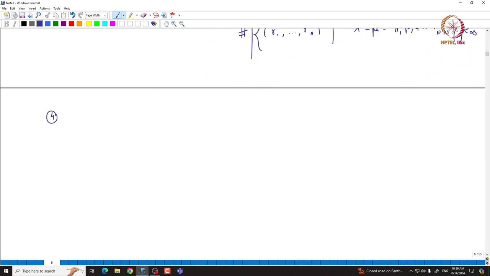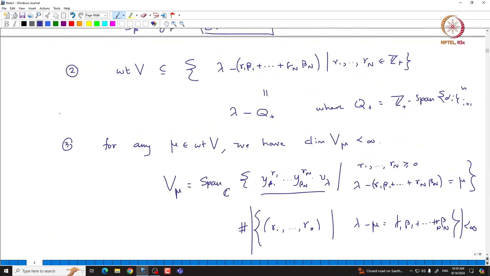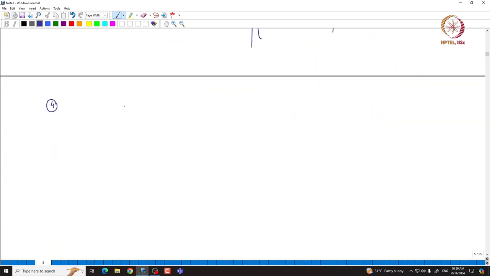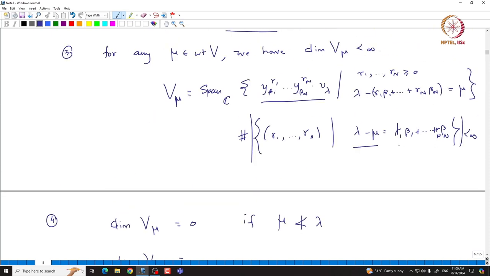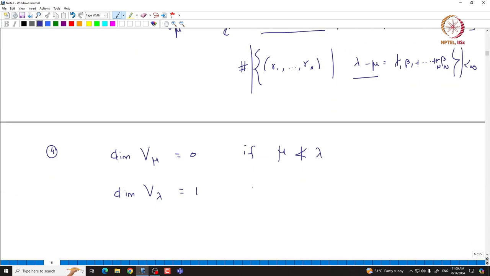So now if you consider other weights, you can see that the only weights that can survive should be smaller than lambda. So what will happen to other weights, okay? If I take this space and look at this dimension, the dimension of V mu is going to be 0 if mu is not less than lambda. That is for sure. And if I take the dimension of V lambda, which is the top weight space, then again you can easily see that lambda minus mu has to be 0. Because r 1 etcetera r n are all non-negative integers and the beta i's are all positive roots, that forces each r i to be 0. So there is only one tuple, 0 0 0, corresponding to the lambda weight space. That forces the dimension of V lambda to be 1, okay.